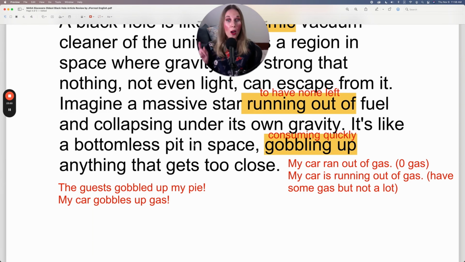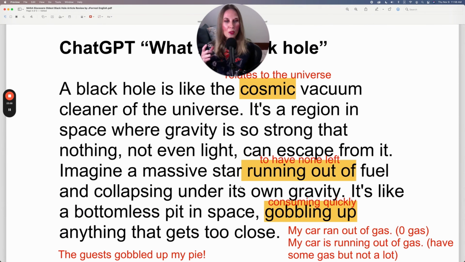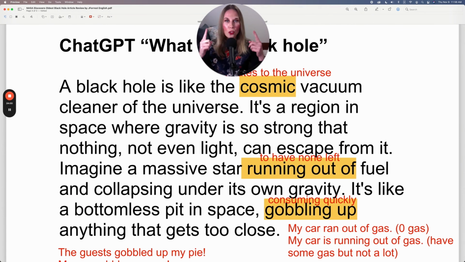It's like a bottomless pit in space gobbling up anything that gets too close. So I really like this description. I find it's easier for me, at least, to understand what a black hole is if I can have an image of it. So now I have this image of what a black hole is. Let me know if that was helpful for you.